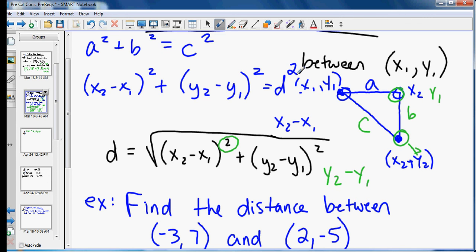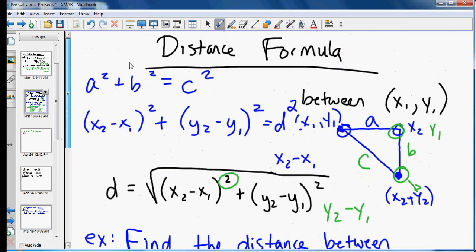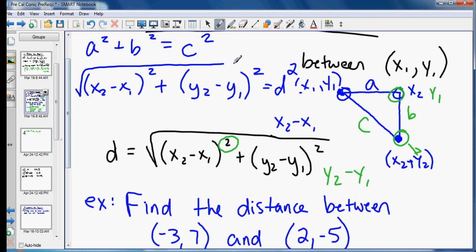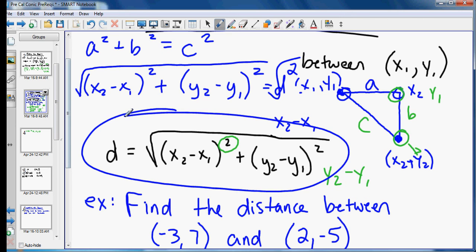So then all we need to do to solve for the distance is take the square root of both sides. Sorry about that. Take the square root of both sides and you end up with the distance formula. So believe it or not, the distance formula actually comes from the Pythagorean theorem. Hope you enjoyed that explanation. Have a wonderful day.